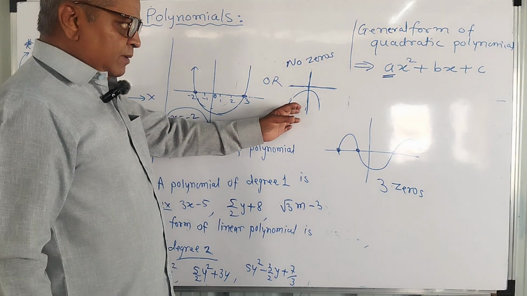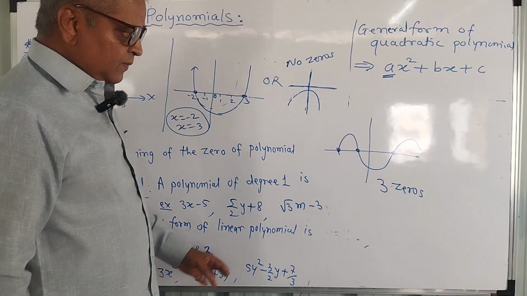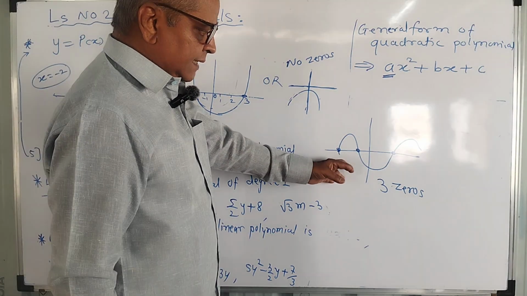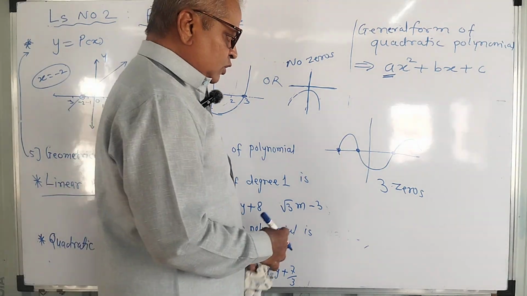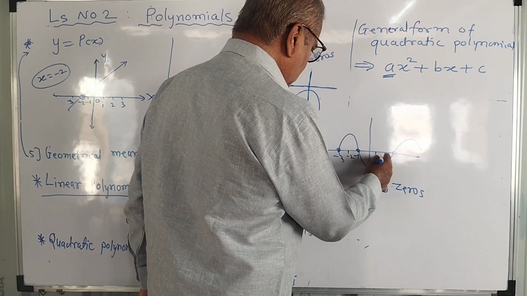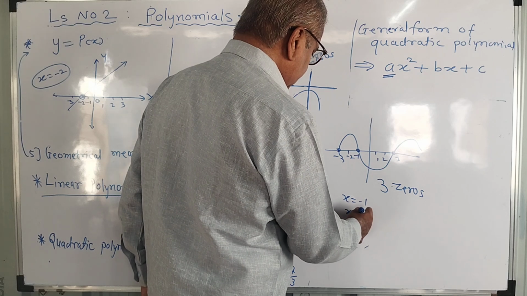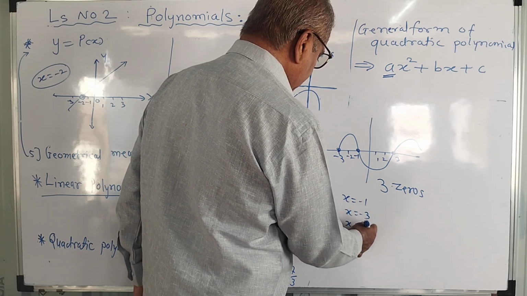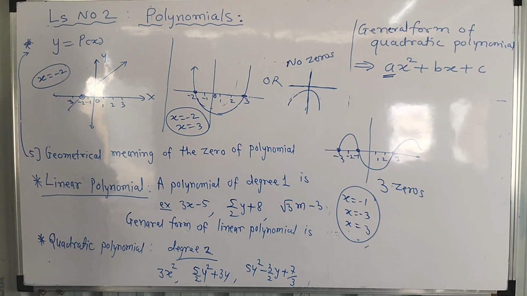Here the graph does not intersect the x-axis, therefore this polynomial has no zeros. And as this graph intersects the x-axis three times, this polynomial has 3 zeros. Which are those zeros? Let us mark -1, -2, -3, 1, 2 and 3. So we can write x is equal to -1, x is equal to -3 and x is equal to 3 are the zeros for this polynomial. So in this way we finish the theoretical part for exercise 1.1.